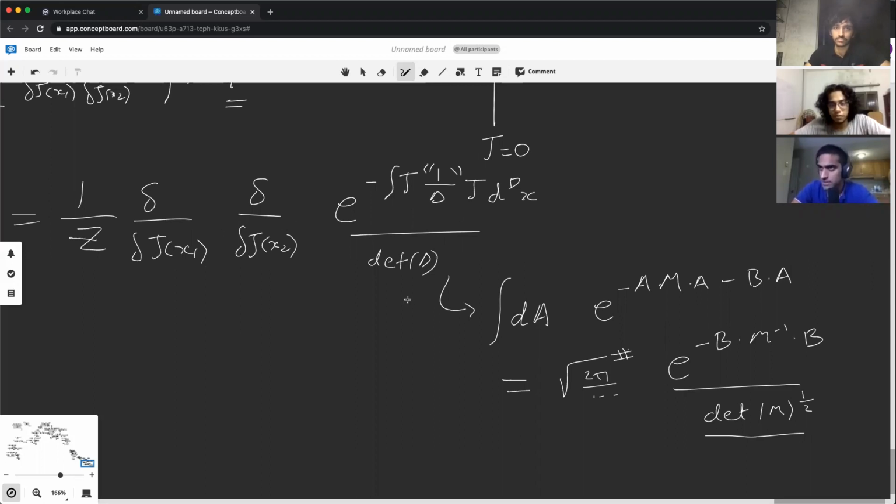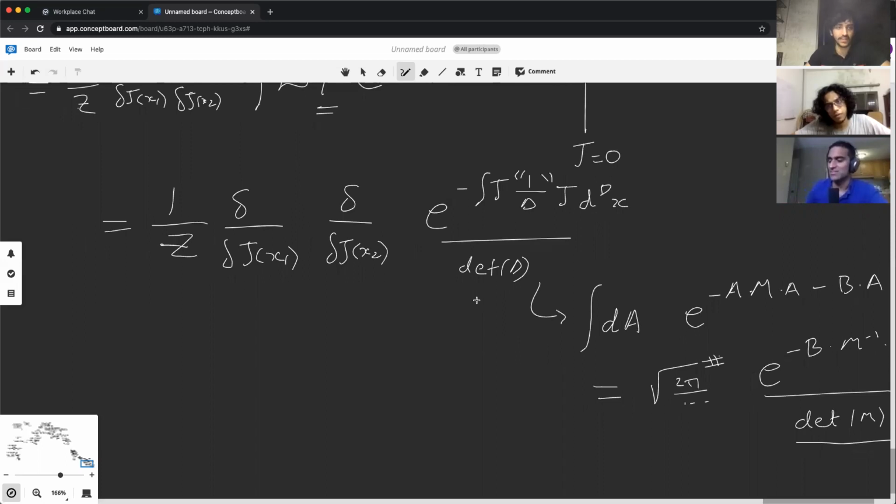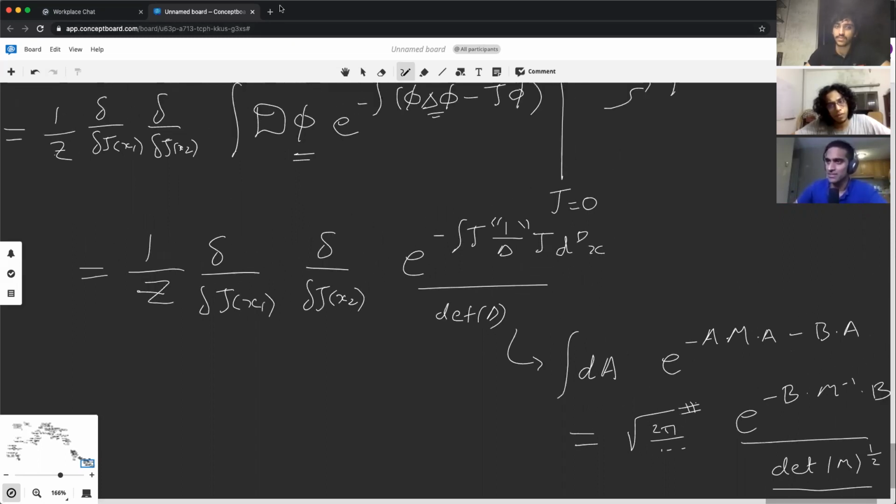As far as our exercise is concerned, this doesn't really count for much, because 1 over Z would have this determinant in the numerator, and it ends up canceling, and I'm only taking derivatives of this guy. This determinant would come when I ask for G(x, x). So I'm going in a circle. Okay, makes sense. So the crucial point here is that these derivatives only hit the exponential.